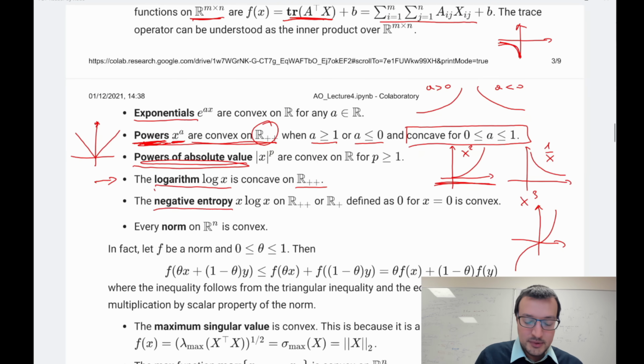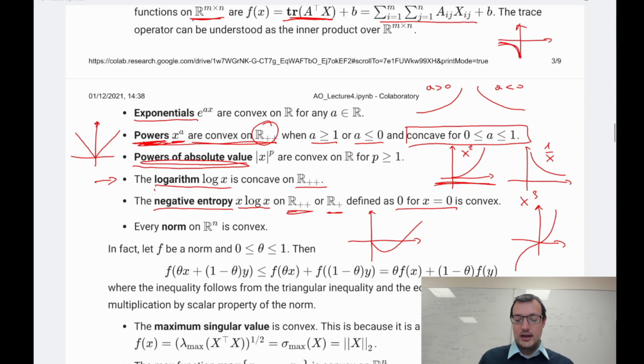The negative entropy is a function defined as x log x, and this is going to be convex on R++. We can also define it on R+ as long as we decide that it's 0 at 0. Otherwise it's an undefined form. As I say, the negative entropy is convex. If we do the plot, it's going to be something like this: quadratic-ish for small x, and then linear for big x, and it has this shape and is convex.